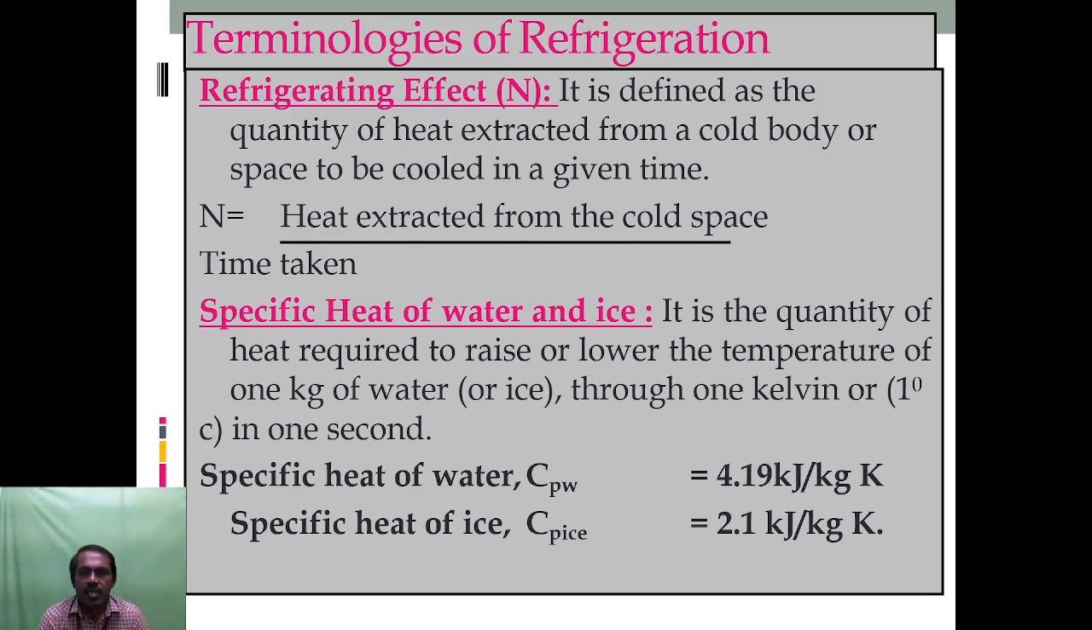Next, the specific heat of water and ice. The specific heat of water is 4.19 kilojoule per kilogram Kelvin, and of ice is 2.1 kilojoule per kilogram Kelvin. These are constant values. What is meant by specific heat? It is the quantity of heat required to raise or lower the temperature of 1 kg of water by one degree.